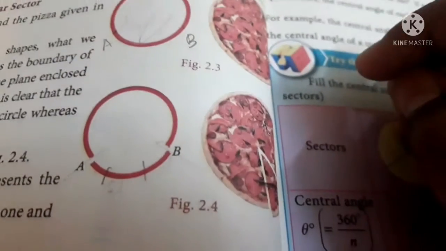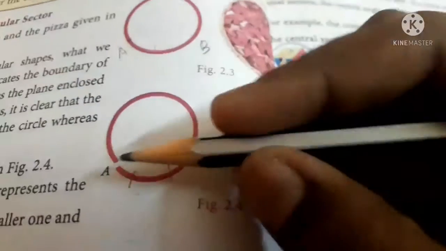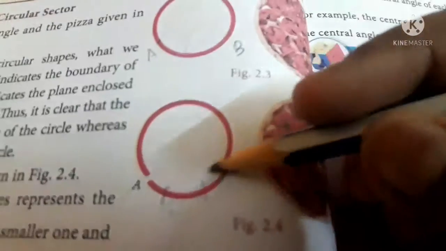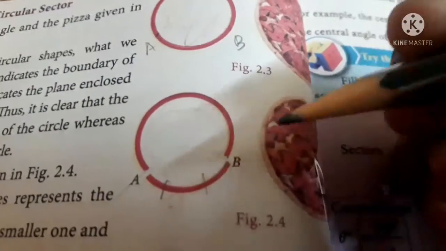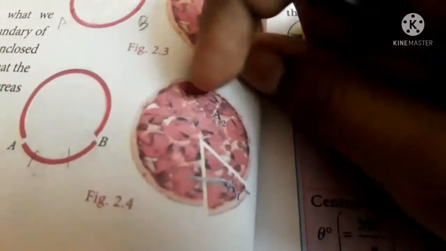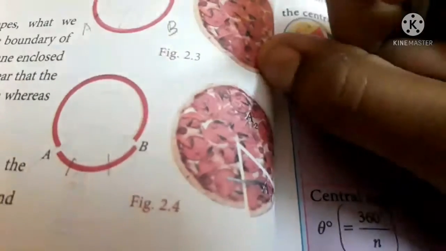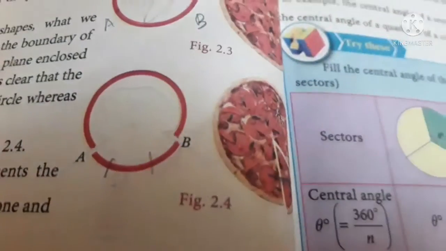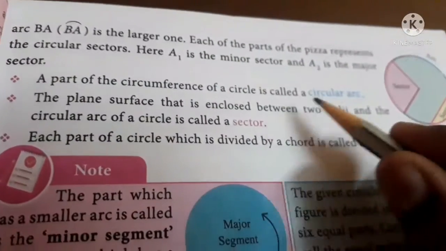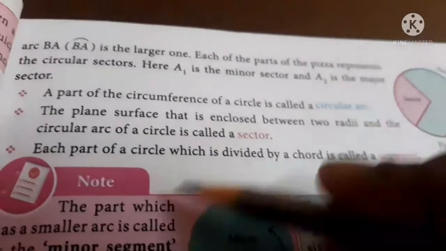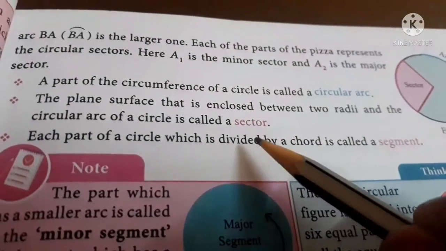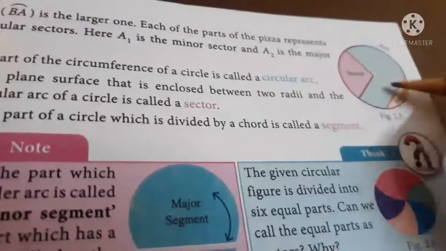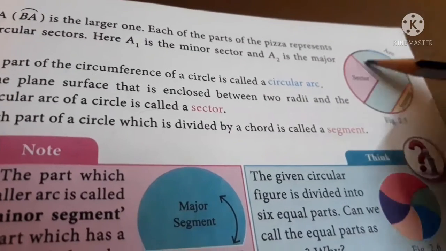And you have to know another thing. See, this is a big arc, right? So this will be called the major arc, and this is small, so this will be called the minor arc. And when you come to segment, this will be called the major segment, and this will be called the minor segment. A part of the circumference of a circle is called a circular arc. The plane surface that is enclosed between two radii and the circular arc of a circle is known as a sector. So this would be called a sector, and this would be called an arc.